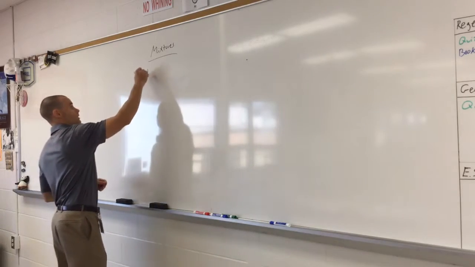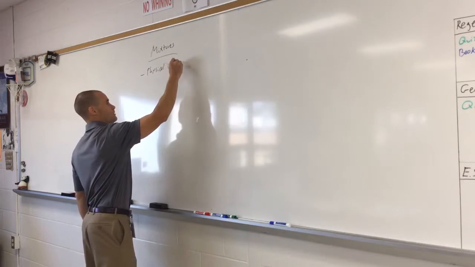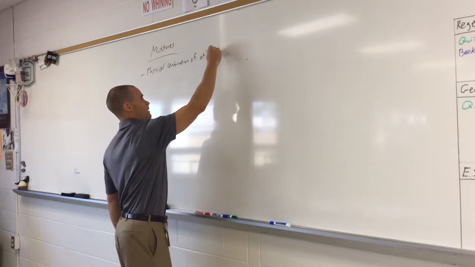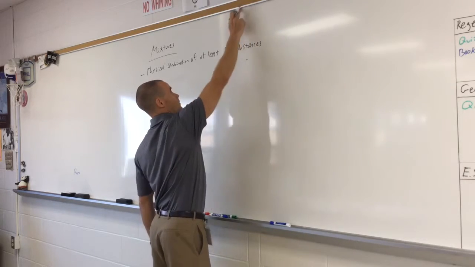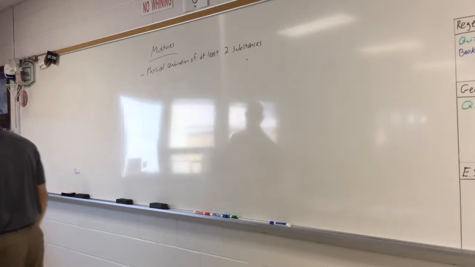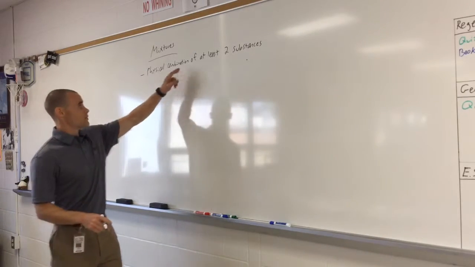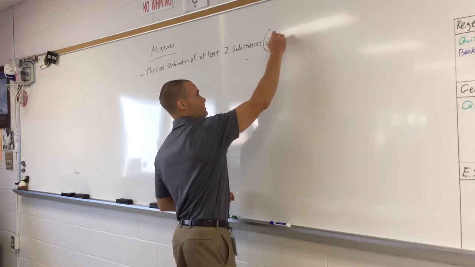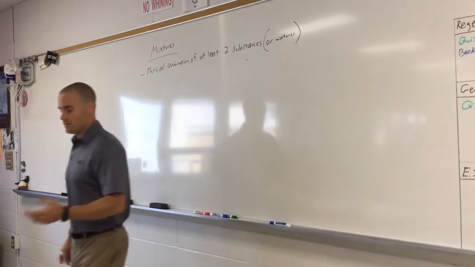So mixtures are a physical combination of at least two substances. And we know a substance is an element or a compound. But that's not actually true. Let me rephrase. I mean, you can write it. That's fine. Physical combination of at least two substances or mixtures. What? That's confusing. A salad.